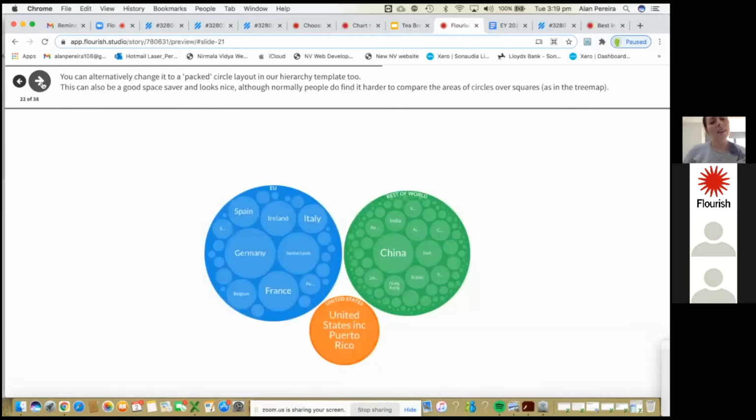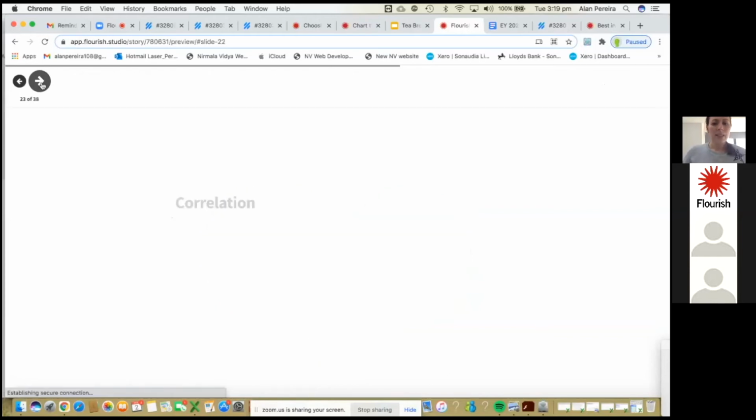And a last option in our hierarchy template is changing it to a pack circle layout. It looks nice. It can be a good space saver, but also just be mindful that people do find it harder to compare areas of circles than they do squares that you see in the tree map. So that is part-to-whole data relationships.